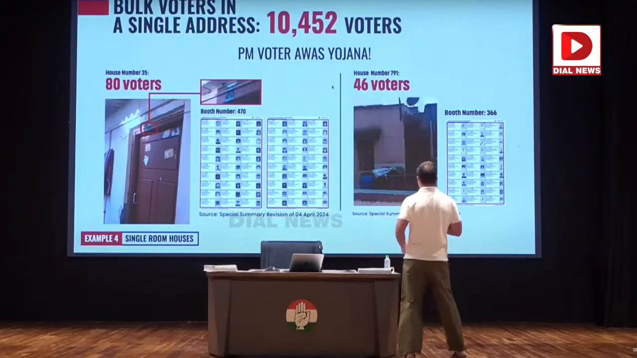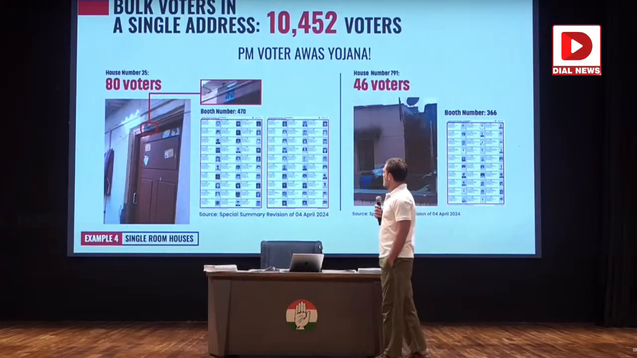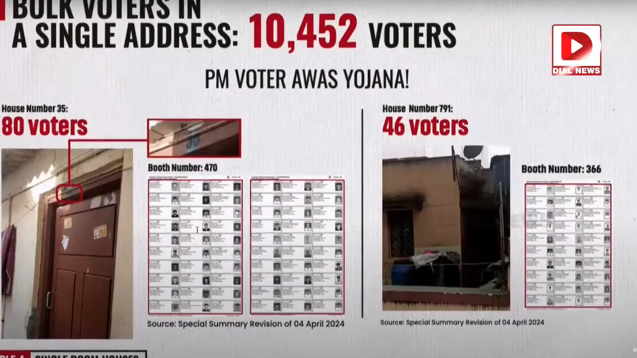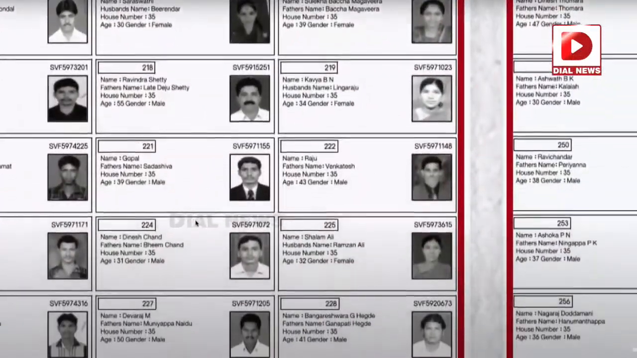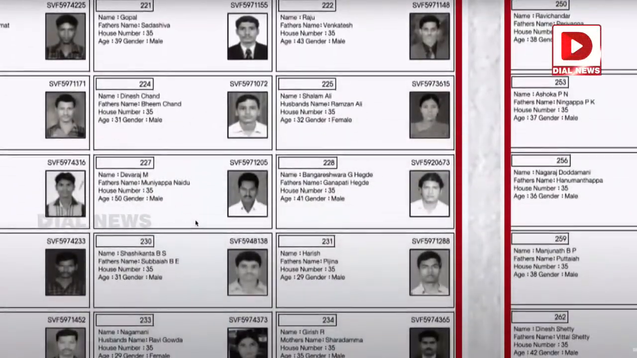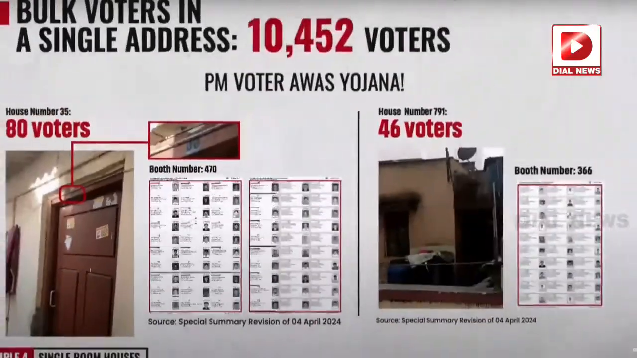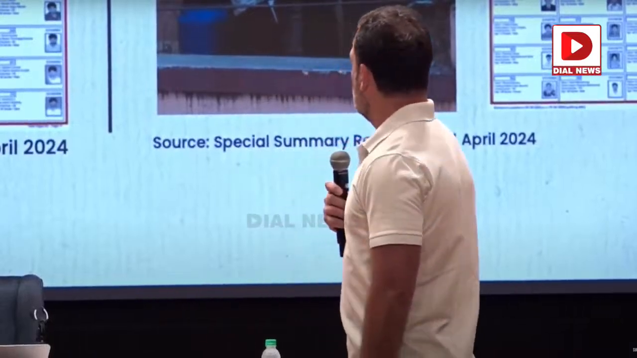Next, here is house number 35. 80 voters live in this house. We sent people to check. They got beaten up. These 80 people live in this house. It's a single story, single room house. Here's another one.